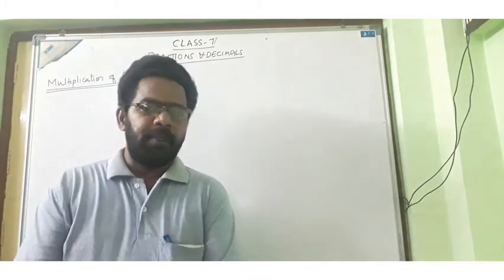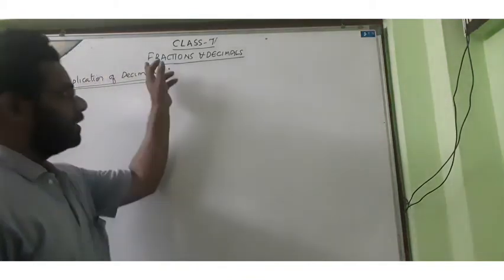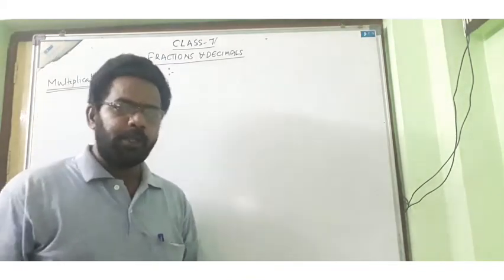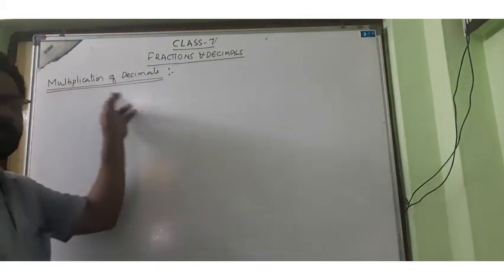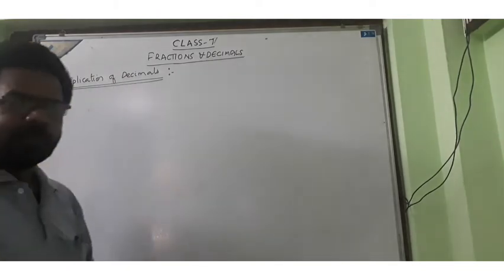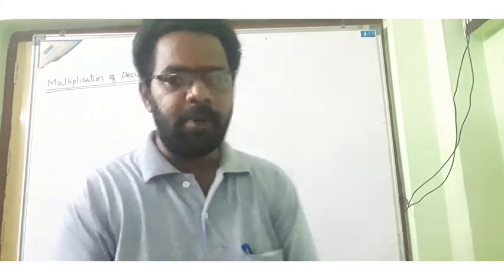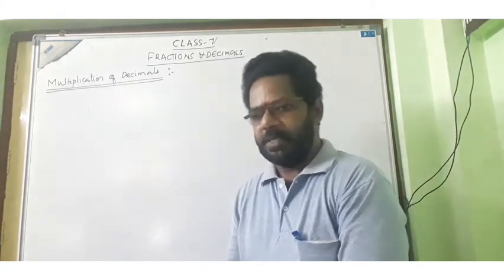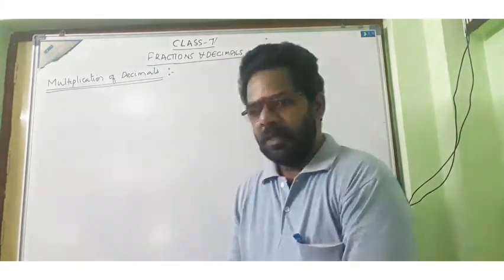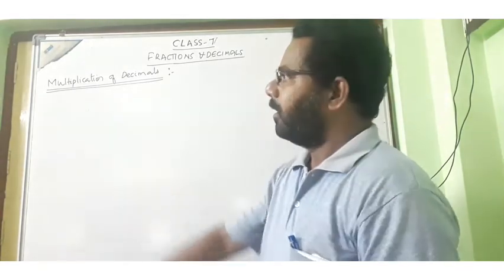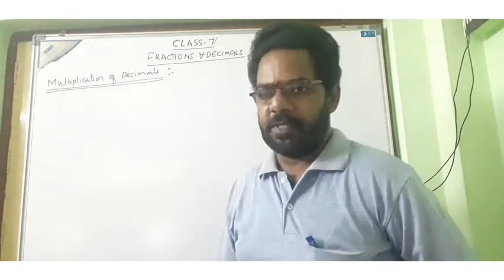We completed the previous exercise in our fractions and decimals. Now we are going to start the topic multiplication of decimals. Already we discussed decimal numbers. What is meant by a decimal number? How do we do the basic mathematical operations? Additions and subtractions we completed. Now we are going for the multiplication of decimals.